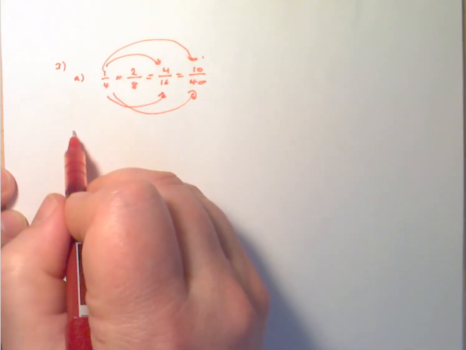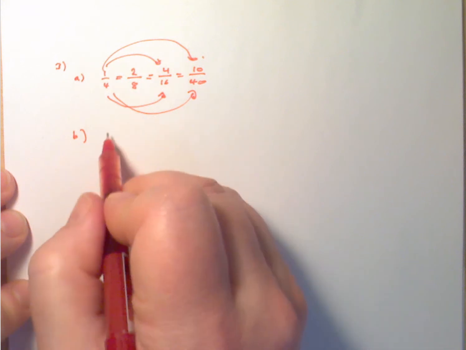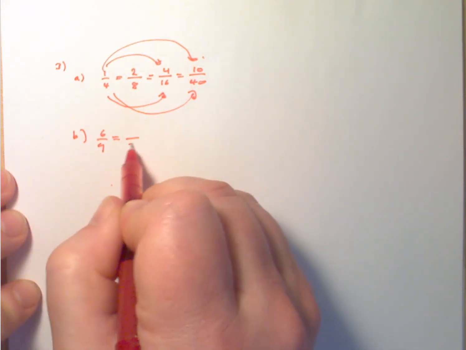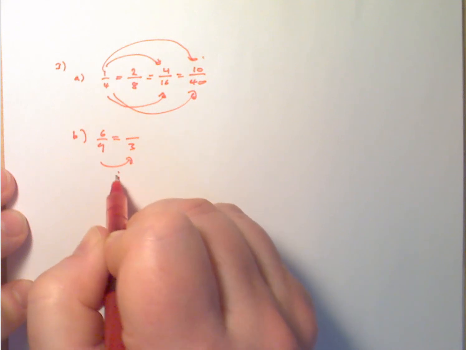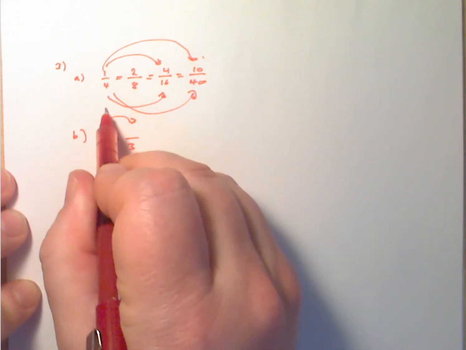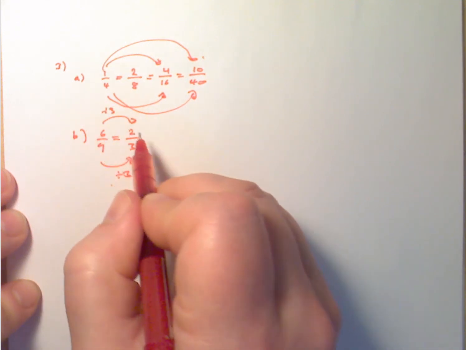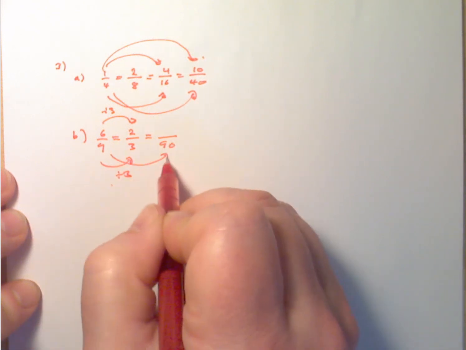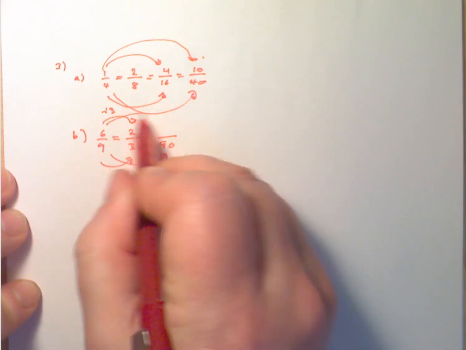Part B, I'm going to do part A and B, I think, because it's quite easy. 6/9. Here we've got 3. Here you can see I've divided by 3, so I need to do the same to the top. Give me 2. Then I've got 90. That's times by 10. So I'm going to do the same to the top, give me 60.